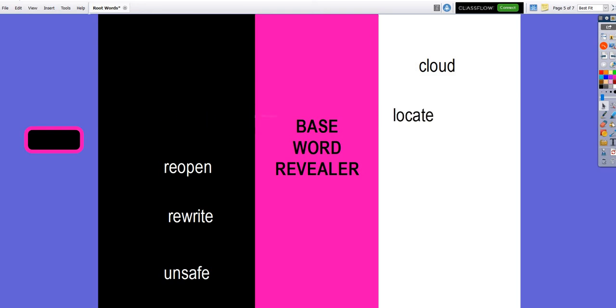Dislocate, the root word is, good, just locate. You took off the dis, it had the prefix dis. So locate was just your word. All right, what about reopen? What's your root word of reopen? What can you take away and leave the root word?